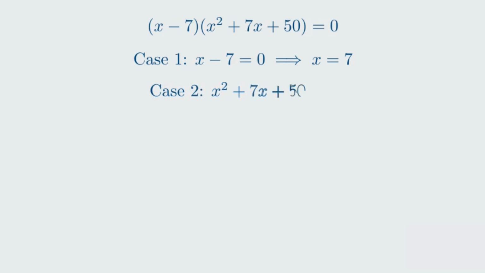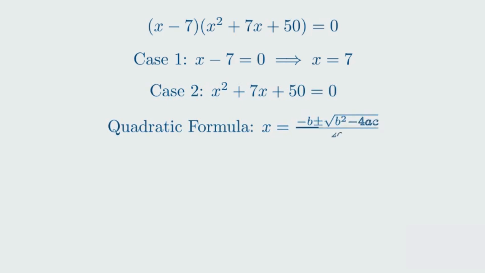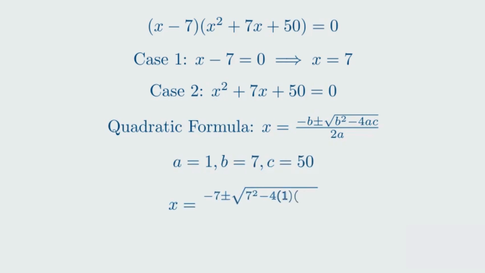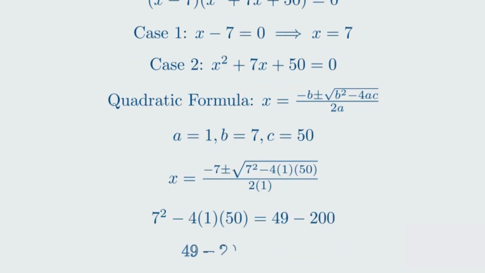To find the solutions for this quadratic, we can use the quadratic formula. The quadratic formula states that x equals negative b plus or minus the square root of b squared minus 4ac, all divided by 2a. In our equation, a is 1, b is 7, and c is 50. Let's substitute these values into the formula. Let's calculate the value inside the square root, which is called the discriminant. We have 49 minus 200. This gives us negative 151.